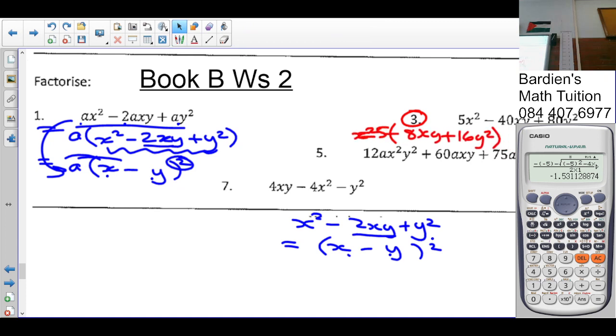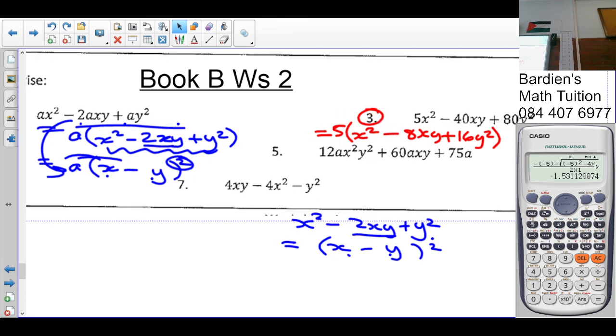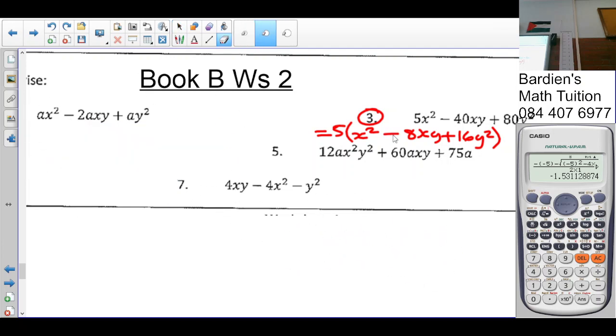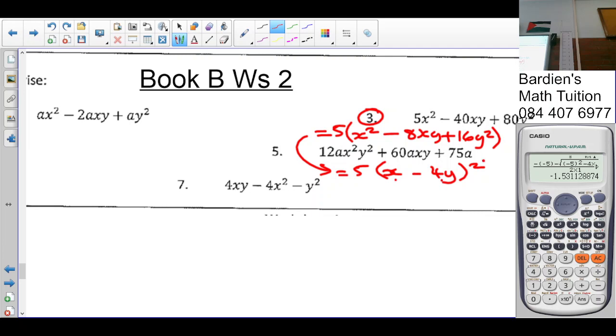So now what can we do? The perfect square trinomial. So it's going to be 5. What's the square root of x squared? x. Square root of 16y squared? 4y. And the sign? Negative. What's x times negative 4y times 2? Negative 8xy. Which is the case. You all understand?